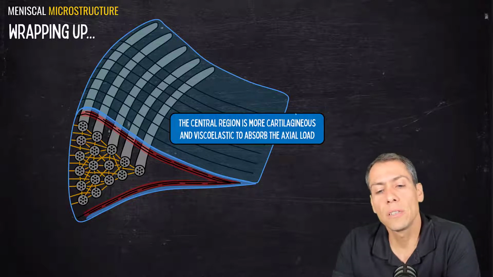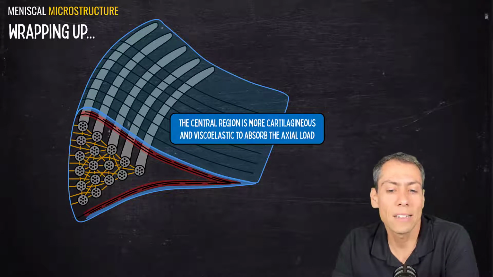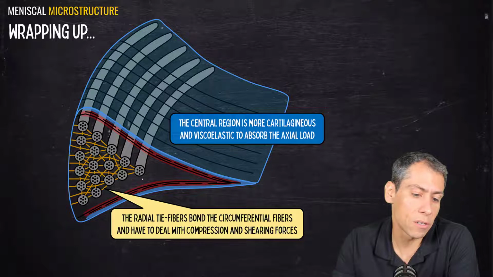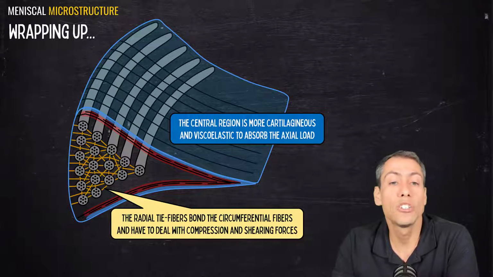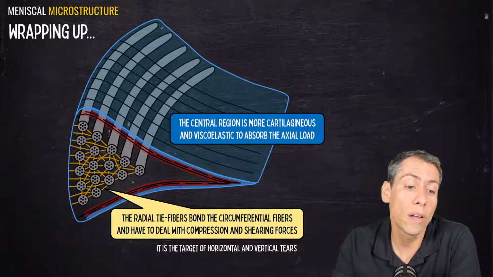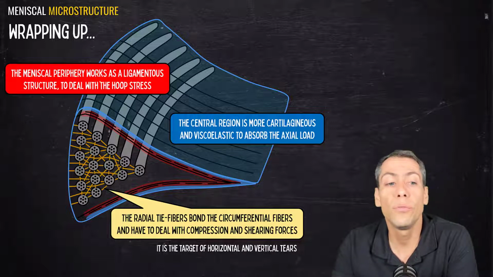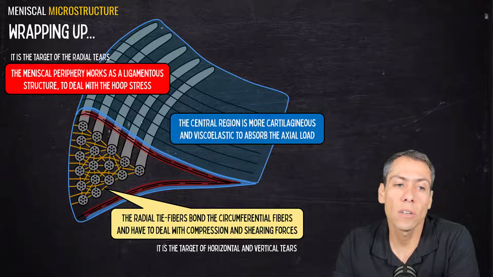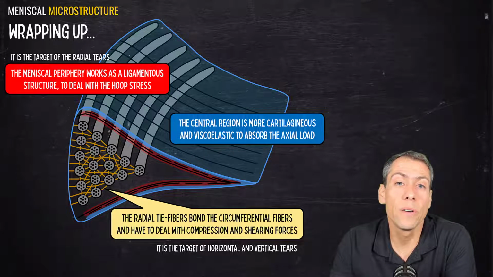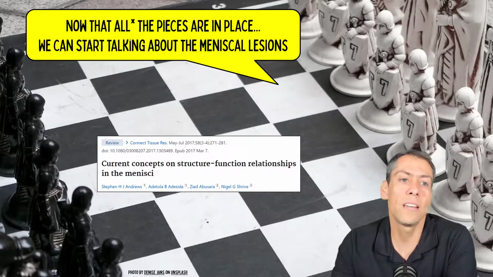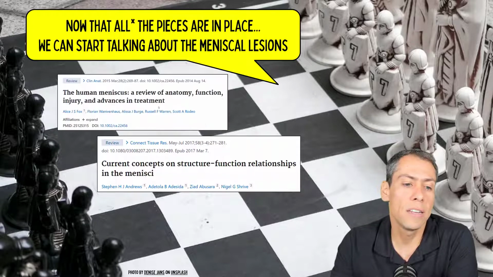To wrap up this video, I'd like to emphasize these points. The central region of the meniscus is more cartilaginous and viscoelastic to absorb the axial load. The radial tie fibers bond the circumferential fibers and have to deal with compression and shearing forces. These tie fibers are the target of the horizontal and vertical tears. And the meniscal periphery works as a ligamentous structure to deal with the hoop stress, and it is the target of the radial tears. But we are going to talk more about each of these tears in the next videos, okay? And now that all the pieces are in place, we can start talking about the meniscal lesions in the next videos.